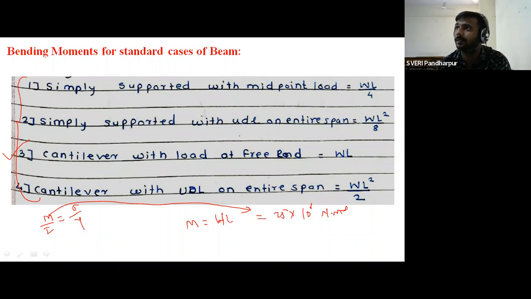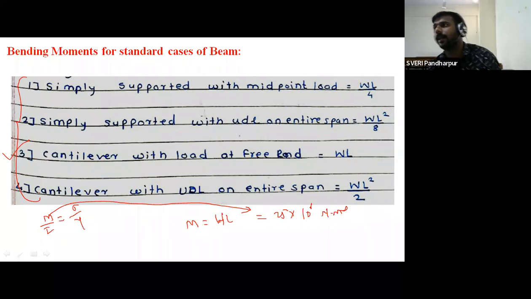Bending moment for standard cases of the beam. Case number 1, simply supported with point load, then simply supported with UDL, cantilever with point load at free end, and cantilever with UDL. So write down immediately, and write down the formulas also: WL by 4, WL square by 8, WL, WL square by 2. Why it is important, we will observe while solving the derivation.